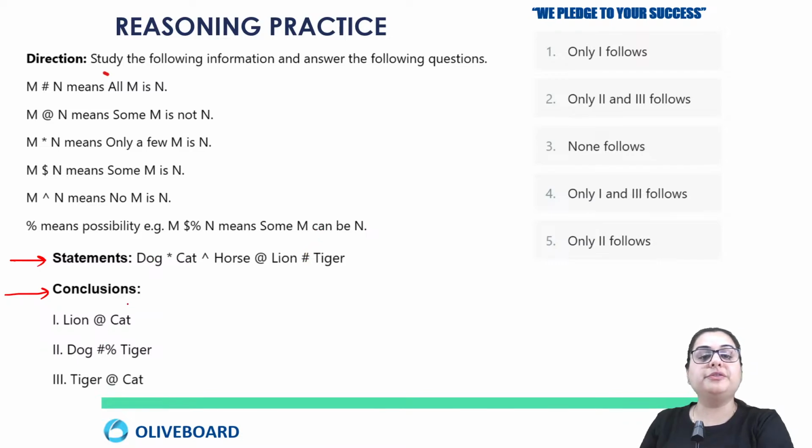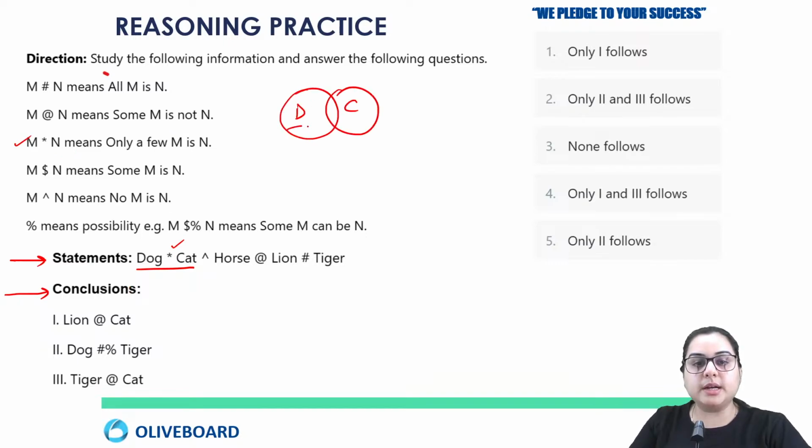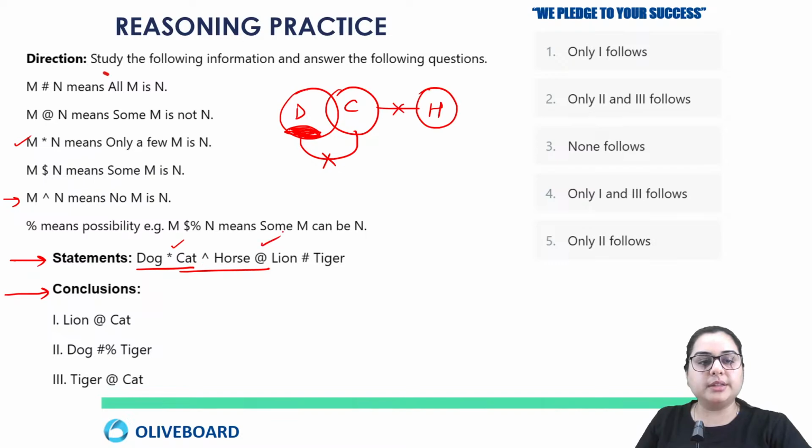Also, you have this "only a few" in the question. So first make the diagram for dog and cat. What does the star mean? Star means only a few. That is, some dog is cat and some dog is not cat. Next, you have cat, horse. What is the symbol? No. So there is a relation of no between cat and horse. Then you have @ that means some not. Some horse is not lion. This is what it means.